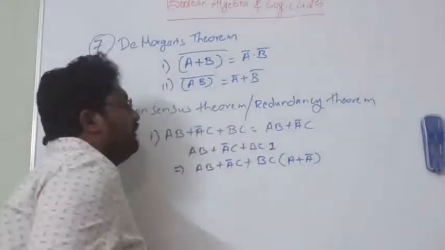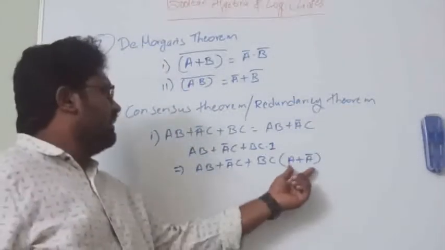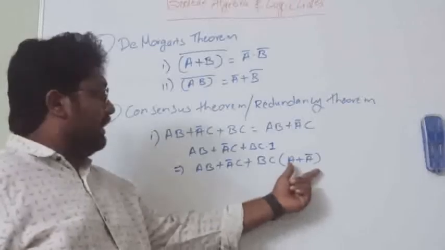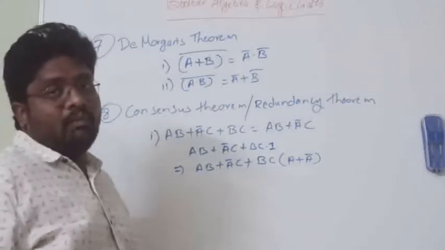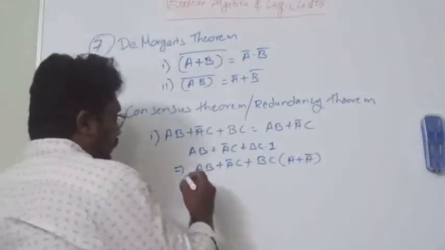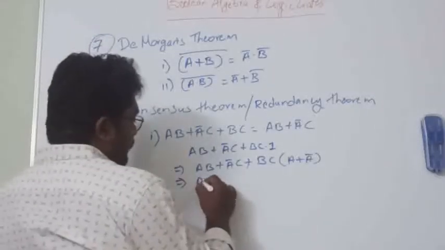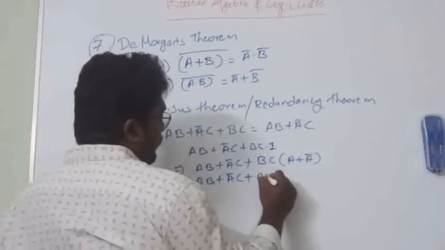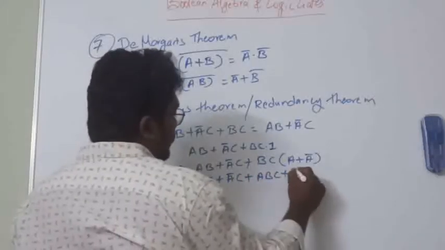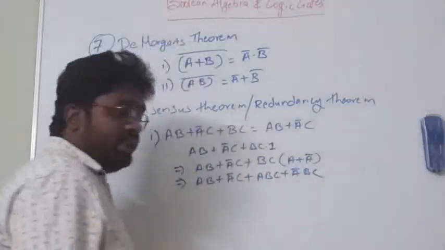A or A bar, can I write this? Yes, I can write this. That is, A or A complement will become 1. So it implies AB plus A bar C plus ABC plus A bar BC.